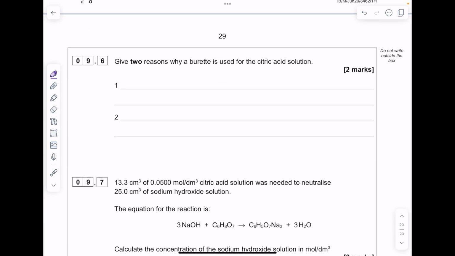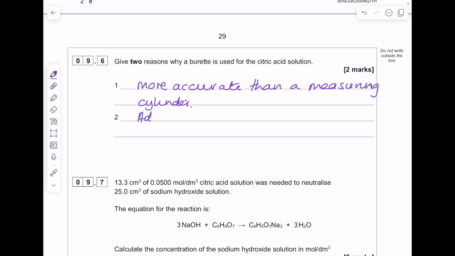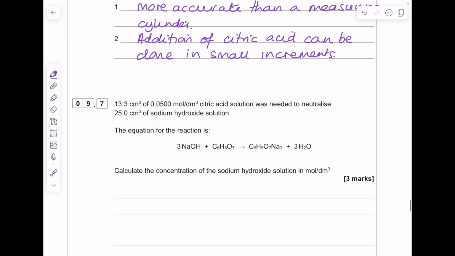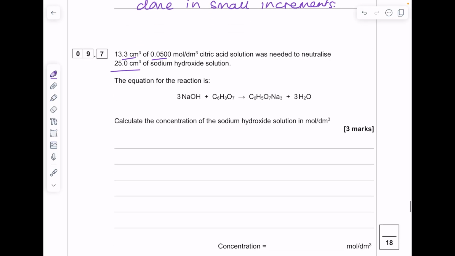We have two reasons why a burette is used for the citric acid solution. A burette is more accurate than a measuring cylinder, and it allows you to add the citric acid in small increments, literally dropwise. 13.3 centimeters cubed of 0.05 molar citric acid solution was needed to neutralize 25 centimeters cubed of sodium hydroxide solution. The equation for the reaction is this: calculate the concentration of sodium hydroxide solution.